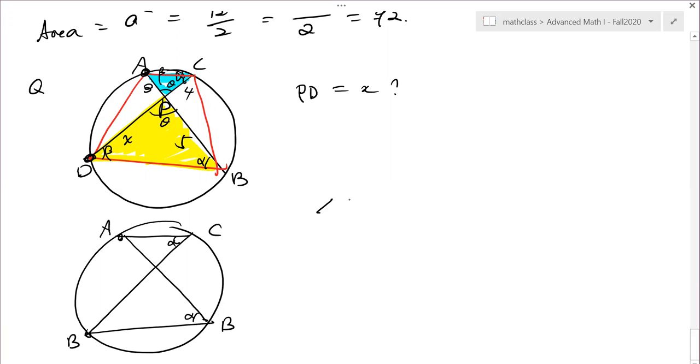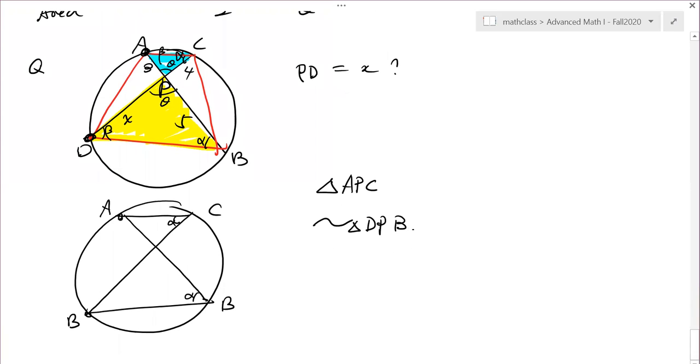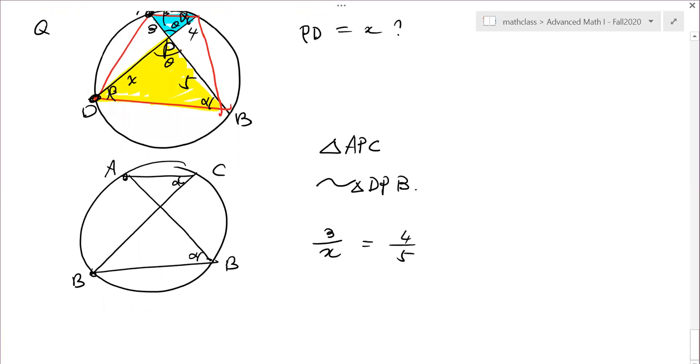So triangle A, P, C is similar to triangle D, P, B. Okay, so the ratios of corresponding sides are equal, right? So that means 3 over x is equal to 4 over 5. Okay, that's why.